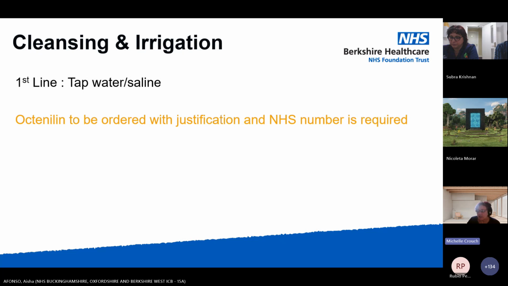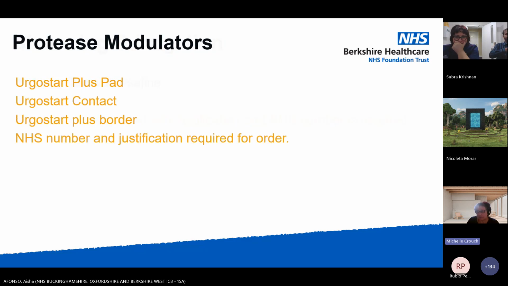Cleansing and irrigation. So first line across the board, we should be using tap water and or saline. And then Octelilin is going to be on the amber with justification and the NHS number. So rationale is to be required, please. Next slide.